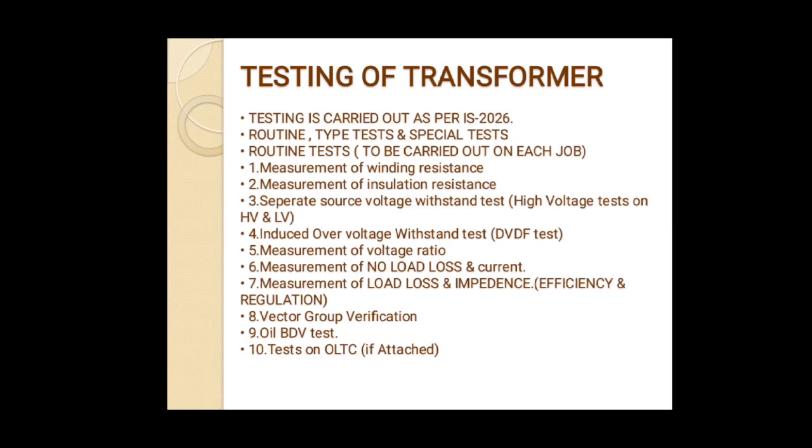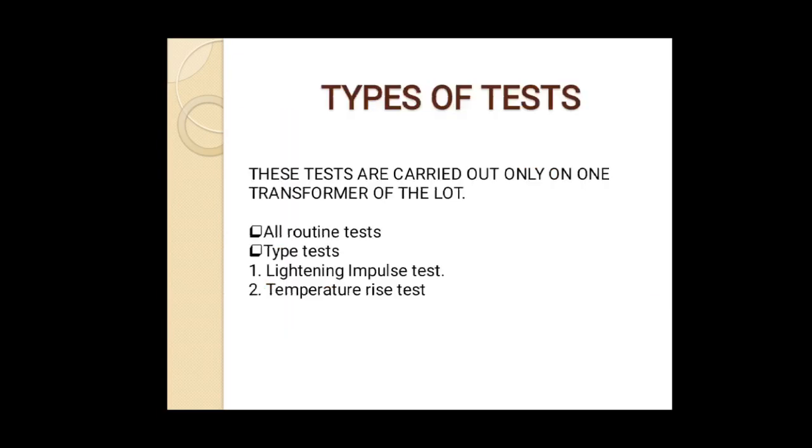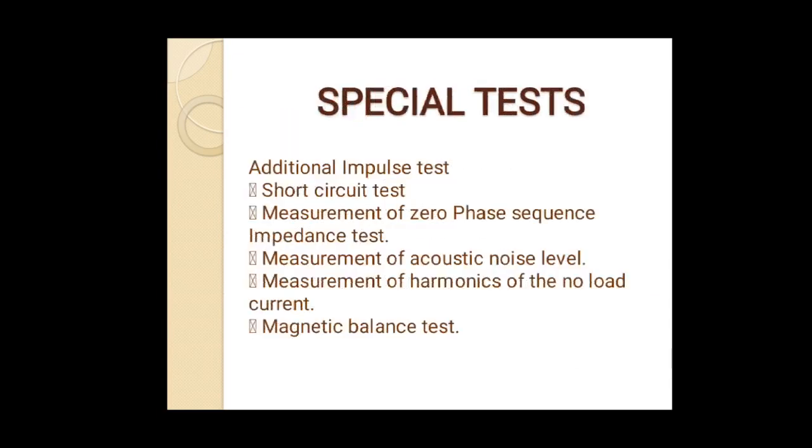In the special test, additional to the impulse test, there are many types. First one is short circuit test, second one is measurement of zero phase sequence impedance, third one is measurement of acoustic noise level, fourth one is measurement of harmonics of the no load current, fifth one is magnetic balance test.